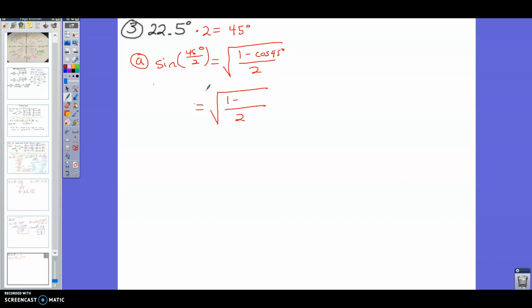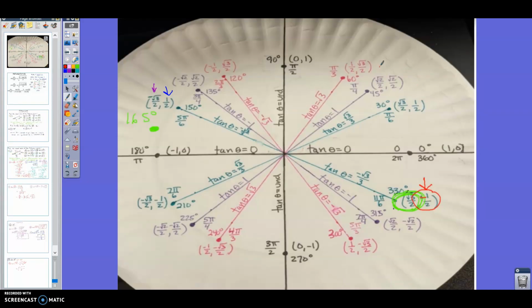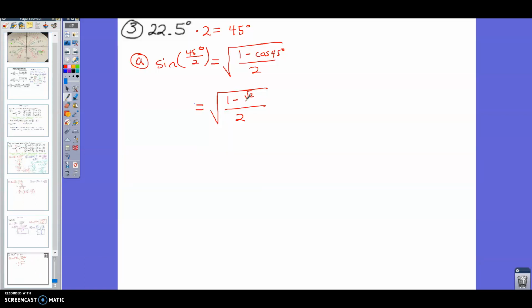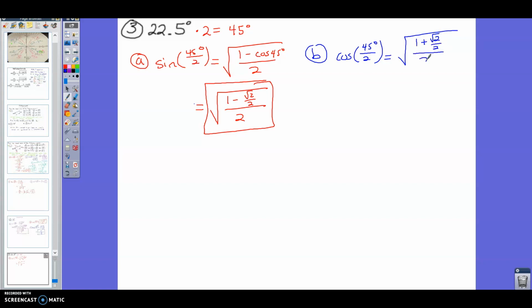So again, for cosine, we're going to be looking at the x value at 45 degrees, which is the square root of 2 over 2. And again, we're not going to worry about trying to simplify all that. We'll leave it alone. For cosine, we're going to do the same thing. We're going to take that 45 degrees divided by 2. So really the only thing that's going to change is this sign here. It's going to change to a plus because the formula is just different. So we get that as an answer.